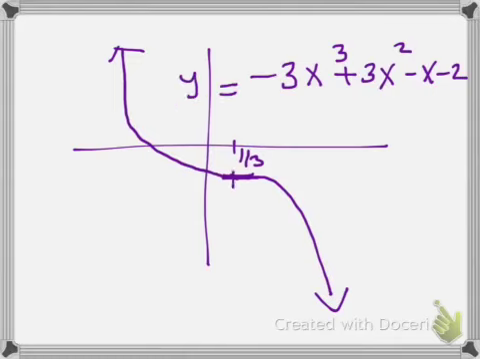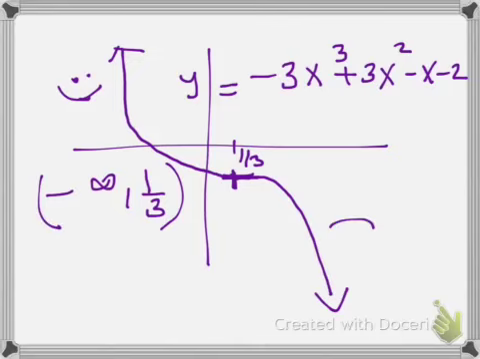It's happy, concave up, on the interval negative infinity to 1/3, because that's my point of inflection, and sad from 1/3 to infinity. 1/3 is a critical number, and 1/3 is also a point of inflection. Okay, so if I talk about the absolute max-min, there is no absolute max-min in this.